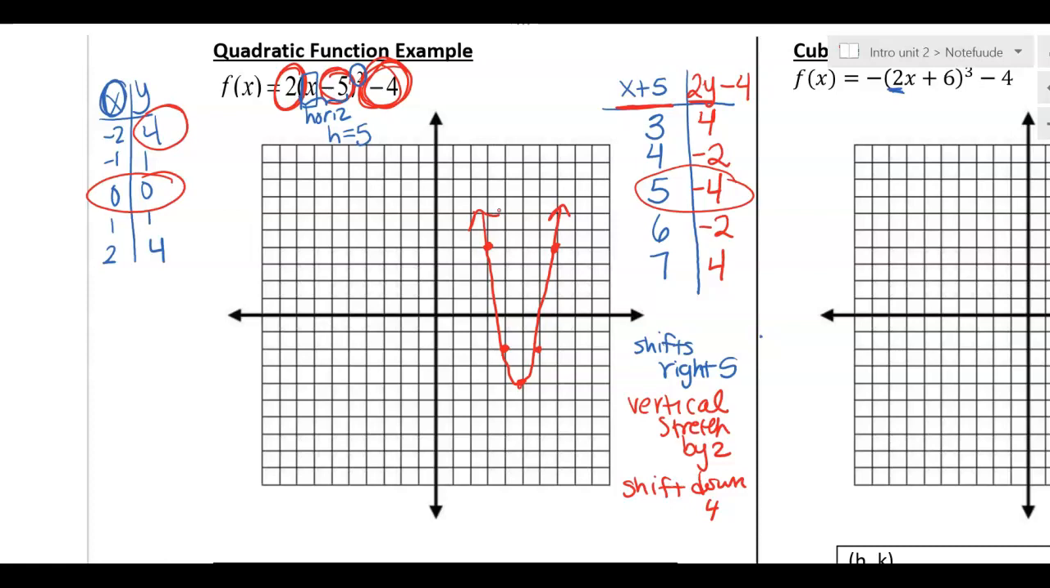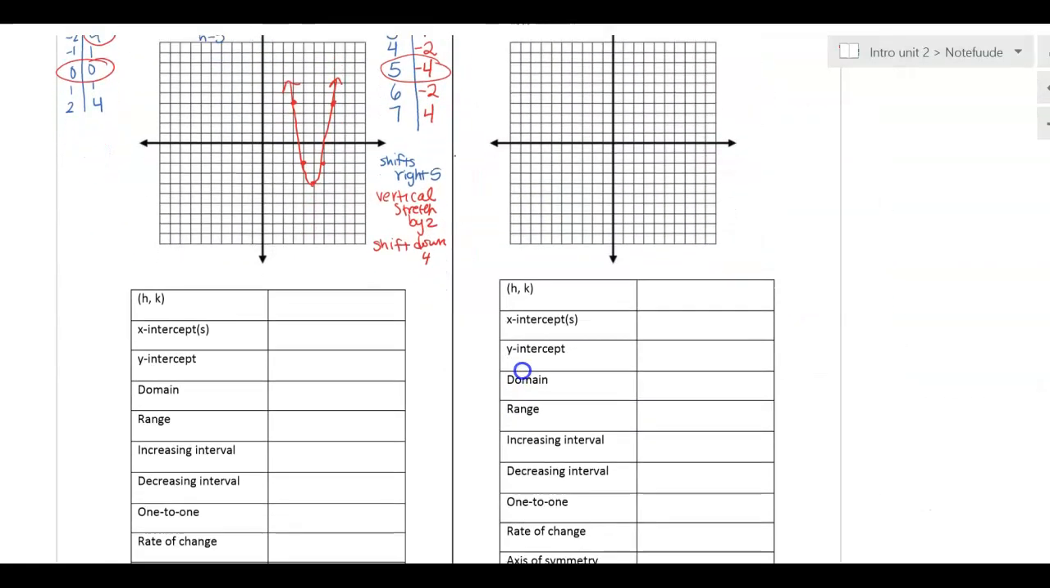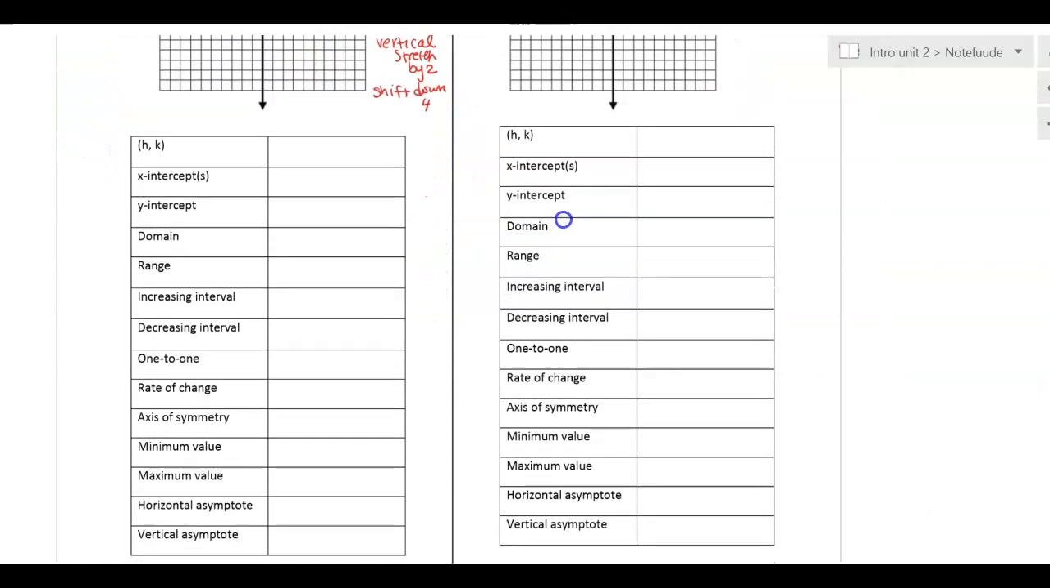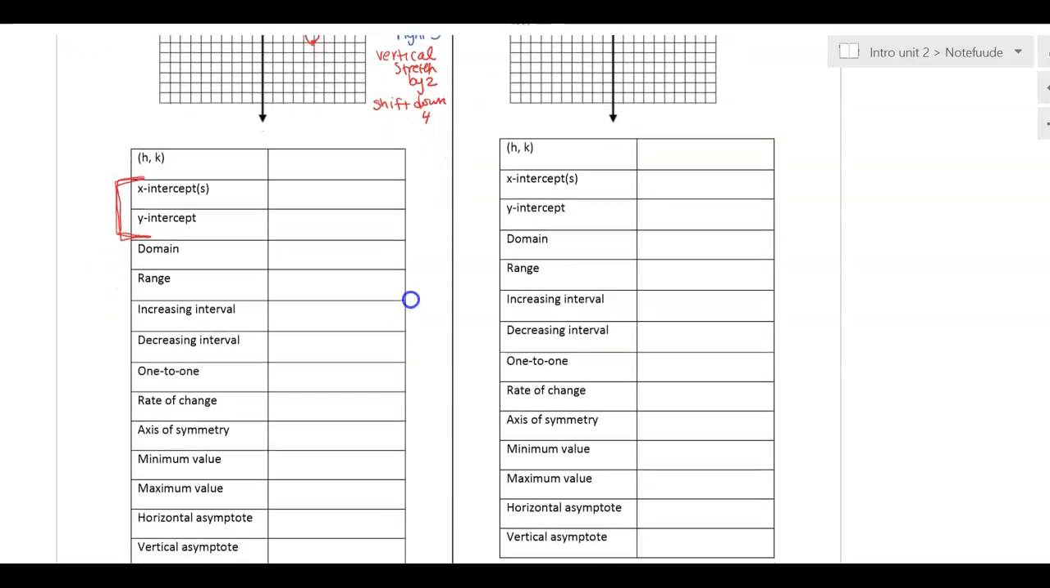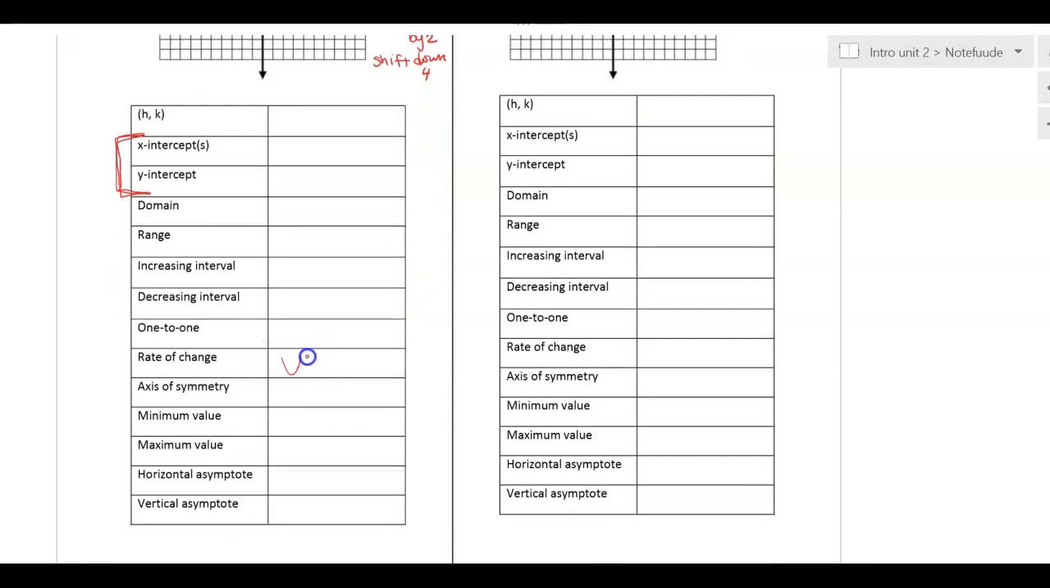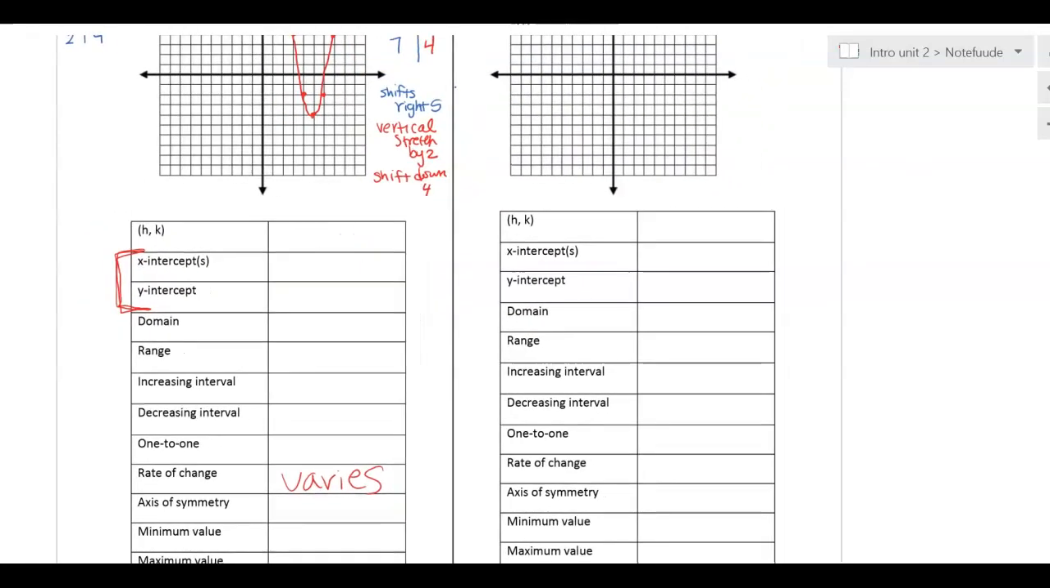All right, so here's what I want you guys to do. I want you guys to take that graph that we just completed and try and go through and find everything in the chart except for the intercepts. You can leave the intercepts out for now. But HK, domain and range, increasing, decreasing, interval. You don't have to do rate of change or asymptotes, okay? But everything else on there, see if you can figure out those characteristics.